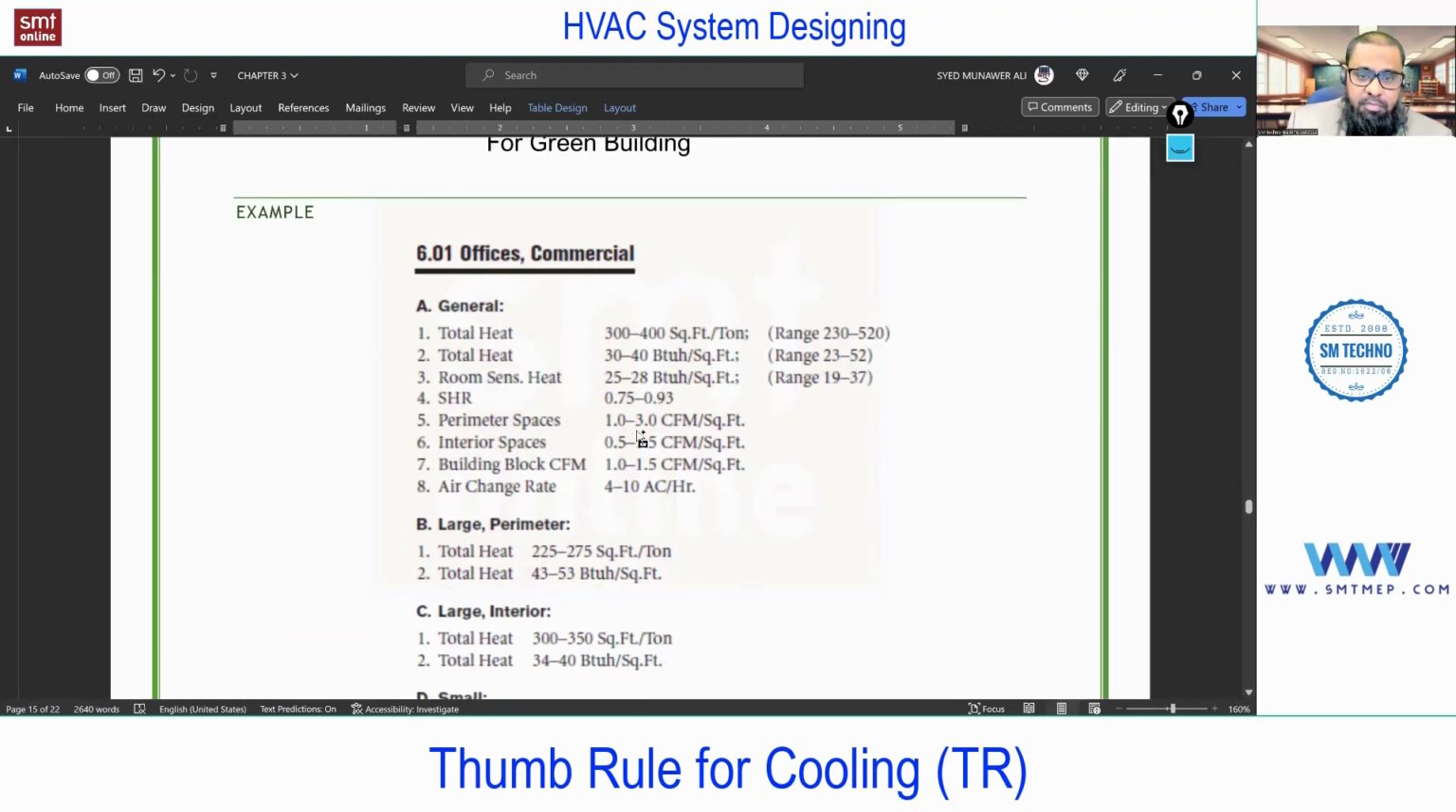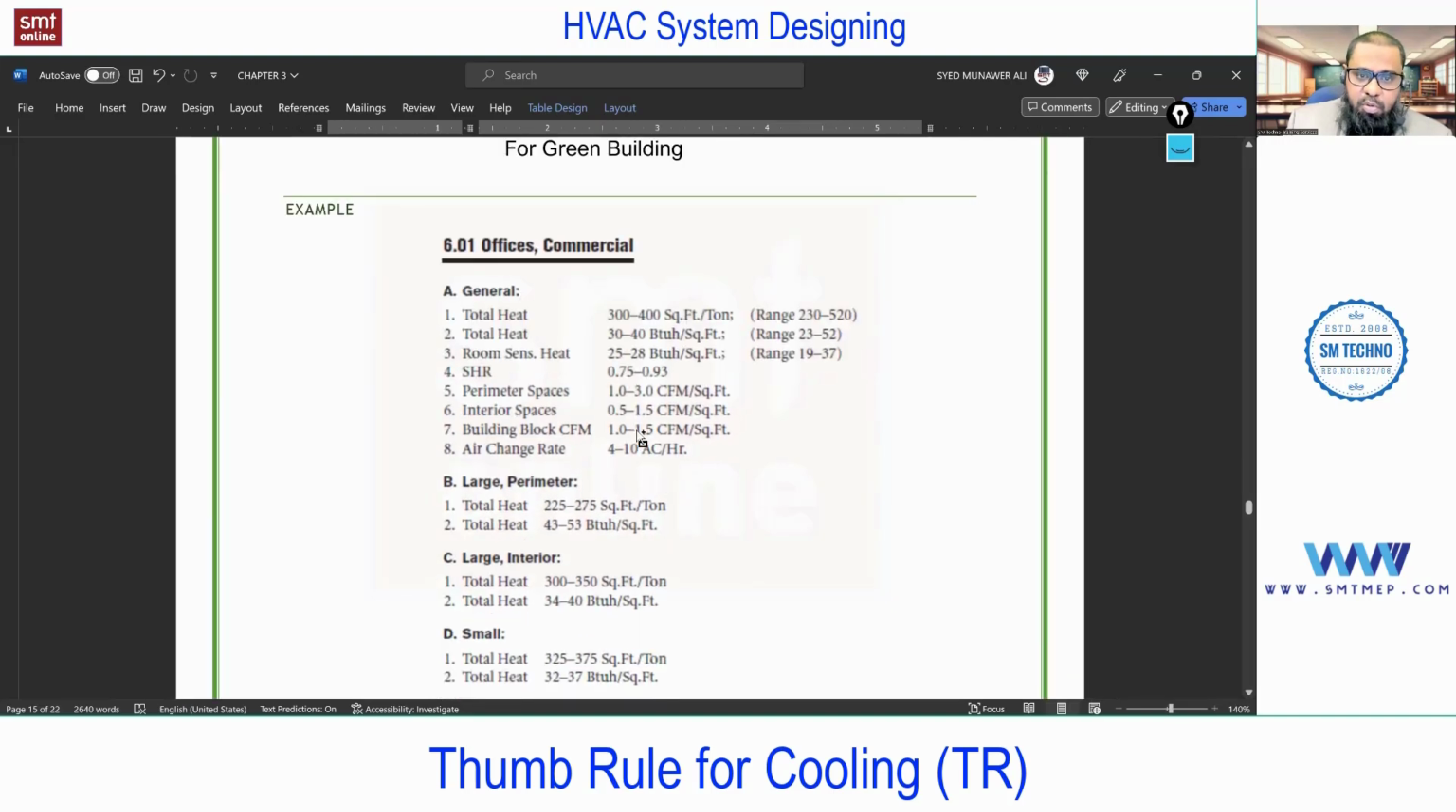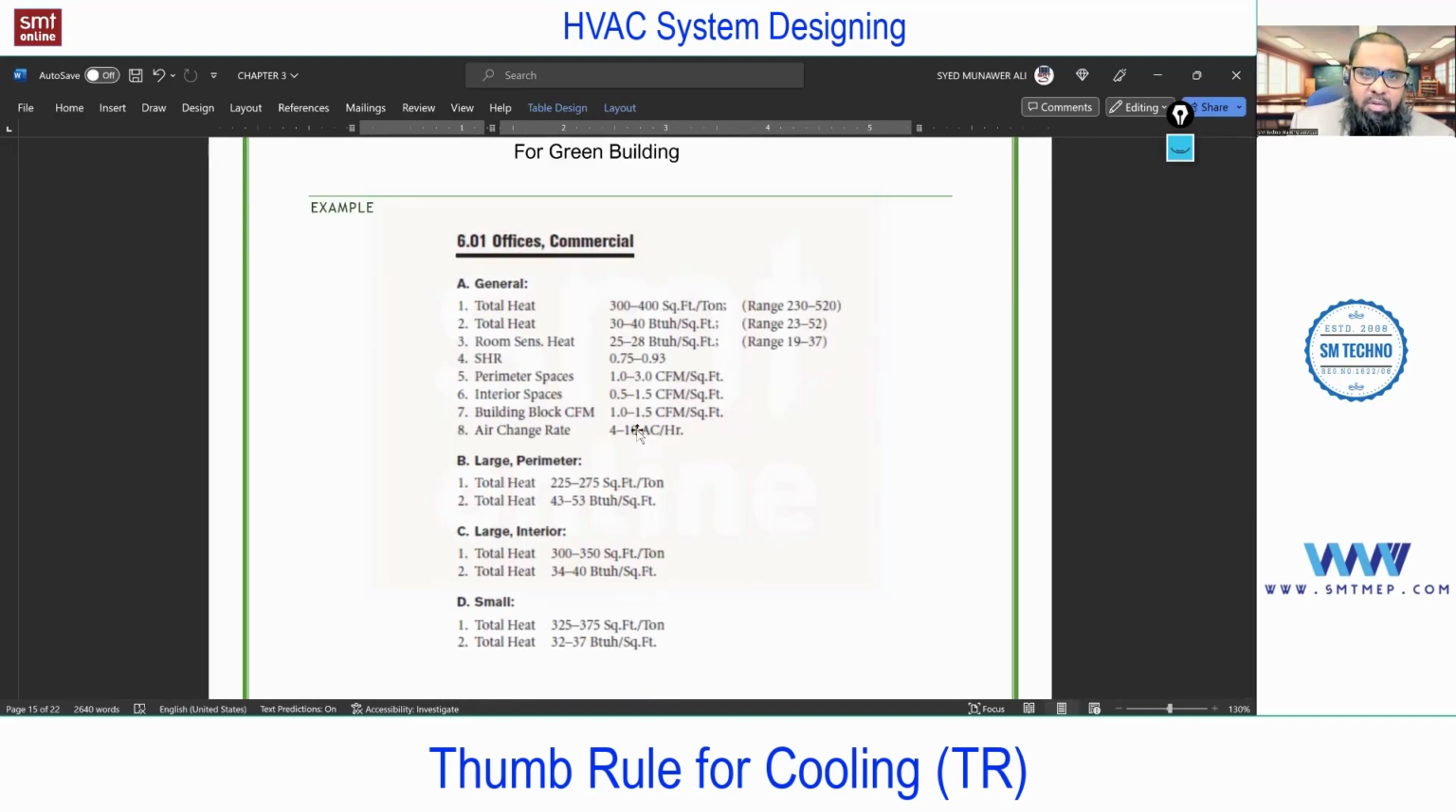I've given one example also from this rules of thumb handbook. At the initial stage, one can use this handbook, and I have just picked one page which belongs to office. For a general office, 300 to 400 square feet per ton. Similarly, for interior space, and for large areas, 225 to 275, because in those the equipment is less. Similarly, large interior, 300 to 350, like this. This is just an example. We'll use it at the time of designing also, just for reference at the initial stage.